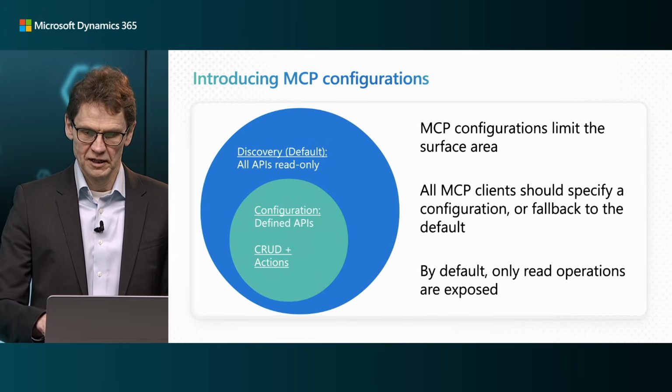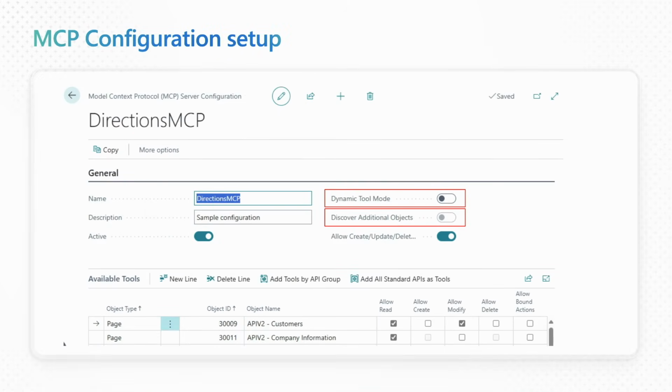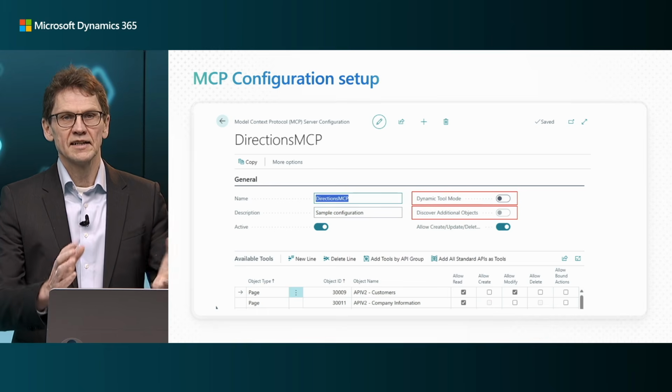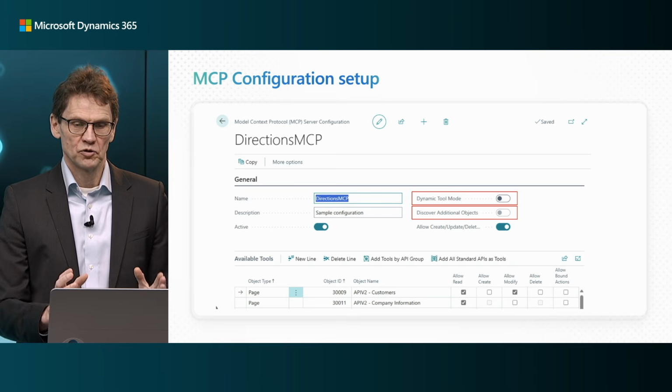to specific API pages. When you set up the MCP configurations, there are a number of things you need to fill in. You need to give it a name and a description. Then if you look below, there is an available tools section down here where you can select which pages you want to expose and then whether you want only to allow read access or allow modify, or delete, etc. So you now have the ability to decide exactly what data you are exposing.